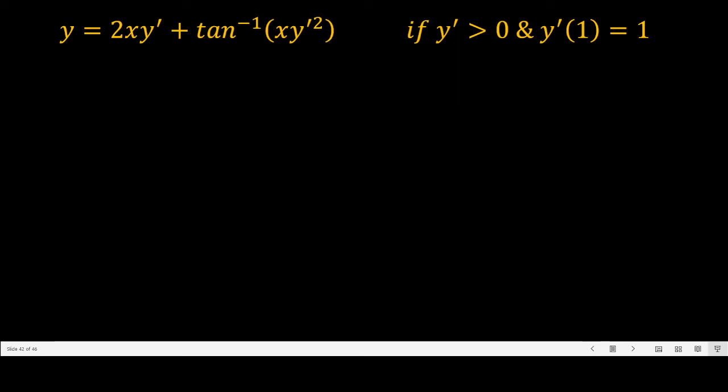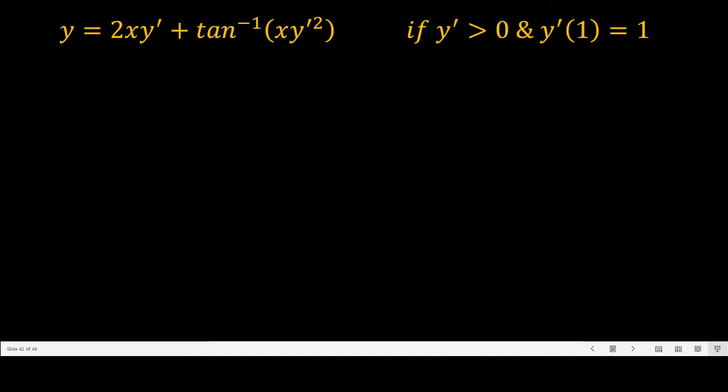Hello guys, today we are going to solve a nice differential equation. y equals 2xy' plus arctangent of x(y')², and y' is positive and y'(1) equals 1. We need to find the function y as a function of x.